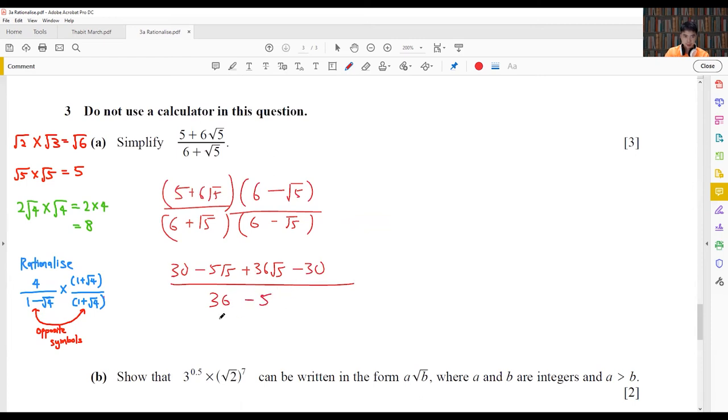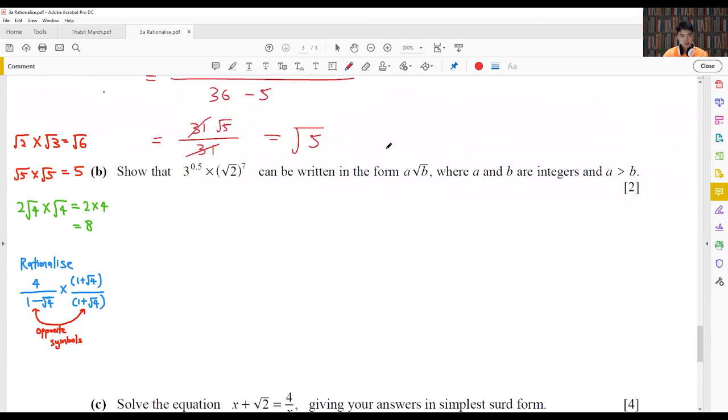Finally, grouping up the like terms, 30 minus 30, 0, minus 5 plus 36, you will be left with 31 surd 5 over 31, which you can further simplify by eliminating the 31, and that would just leave this value as surd 5. Okay?